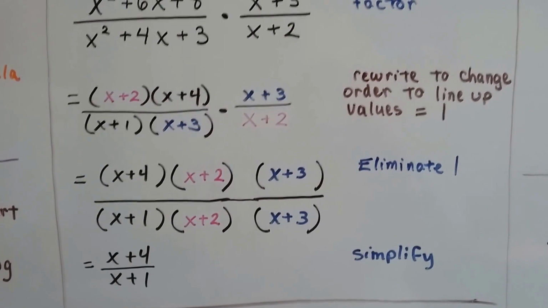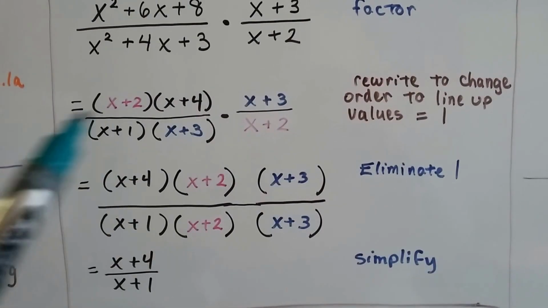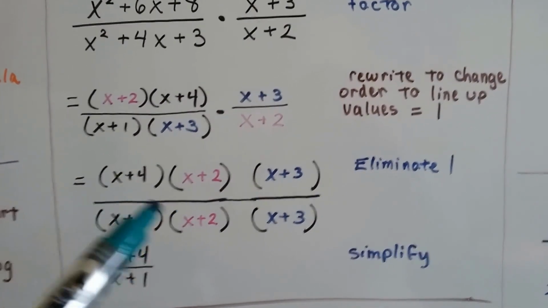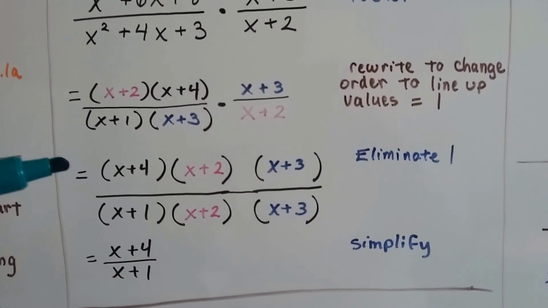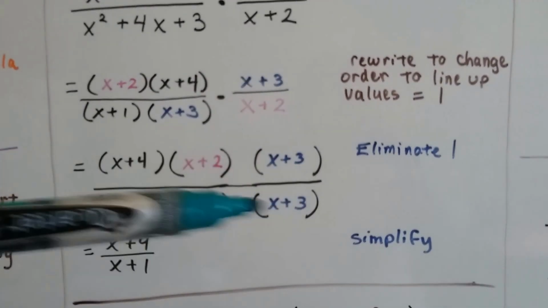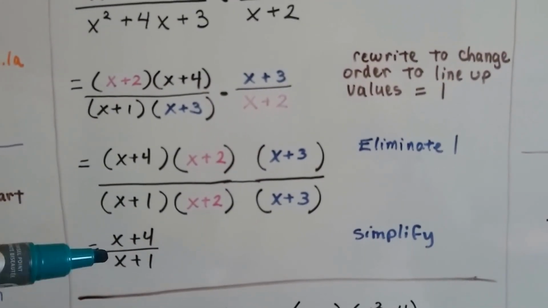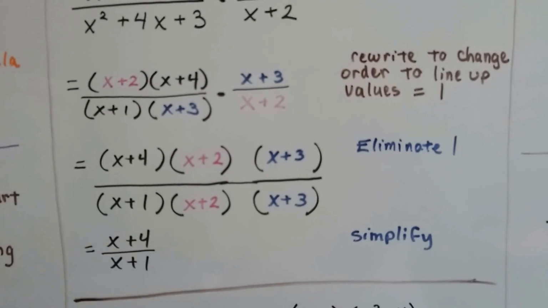See? It doesn't matter what order we're multiplying them in, right? So we could just write them all like this, couldn't we? And now all we're left with, after this is a 1 and that's a 1, is an x plus 4 divided by an x plus 1, and it's simplified.